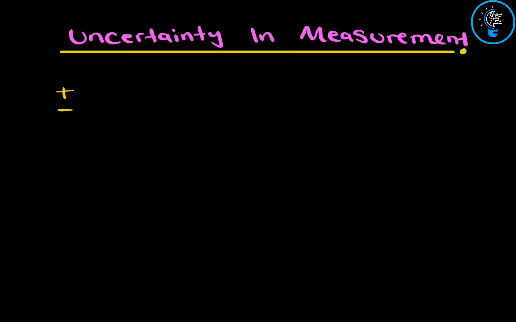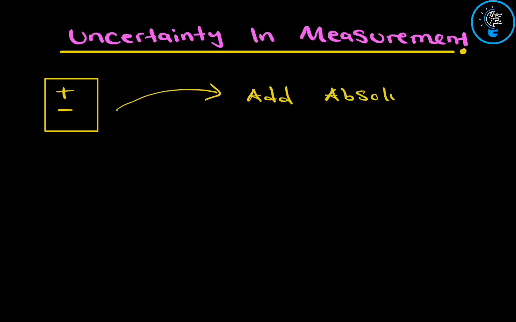So we're saying addition and subtraction. For any mathematical operation that involves addition and subtraction, you need to add. The rule states you add absolute uncertainty. Let's call this one rule 1. So our rule 1 states if you're dealing with addition and subtraction, you add the absolute uncertainties.